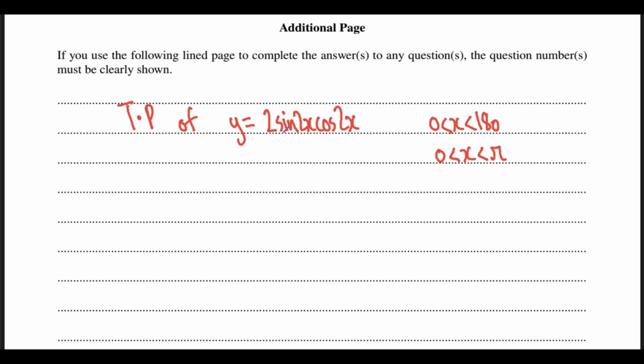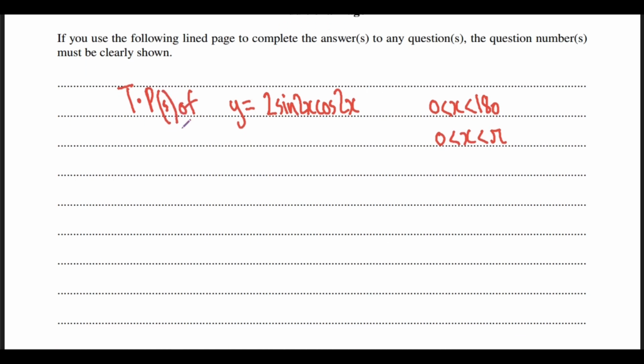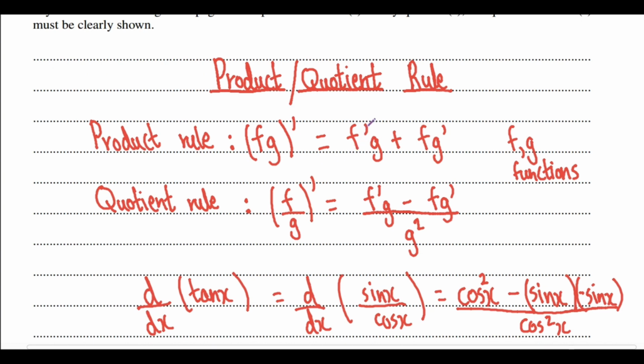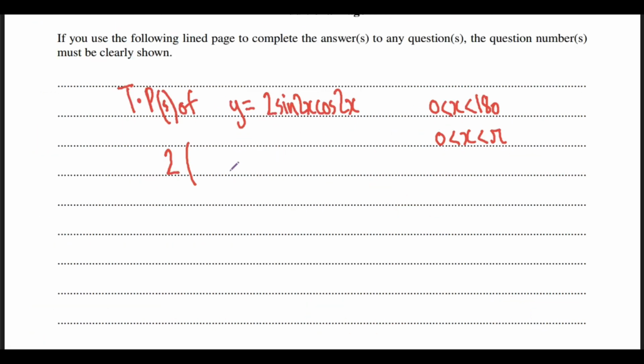Let's find the turning points, and the s, just in case there's more than one. Well, we use the product rule again, right? We have that 2 in front, but we don't really care about the constant 2. So that's 2, and then we take the derivative of sine 2x times cosine 2x. If you remember from this slide right here, you take the derivative of the first function multiplied by the second function, and then you add that to the first function times the derivative of the second function. So let's take the derivative of sine 2x first. That's 2 cos 2x.